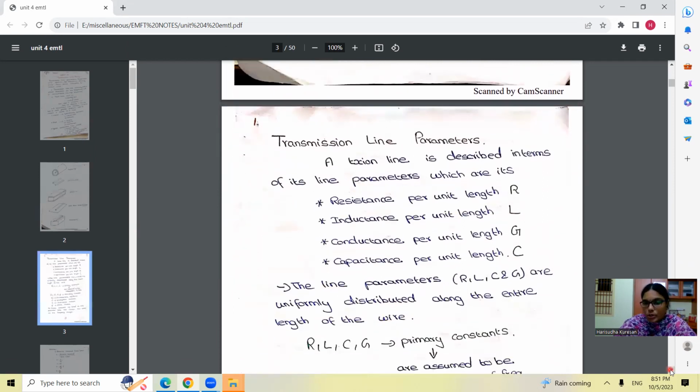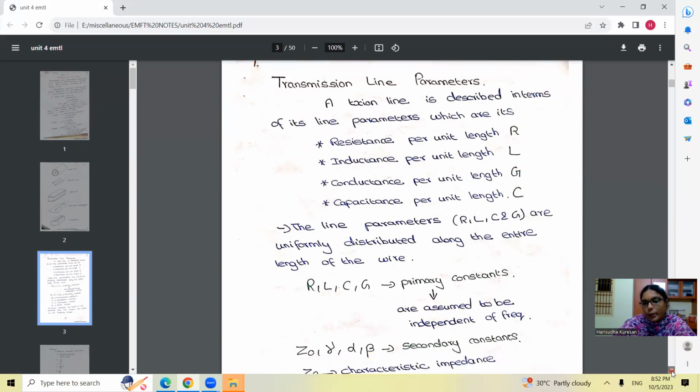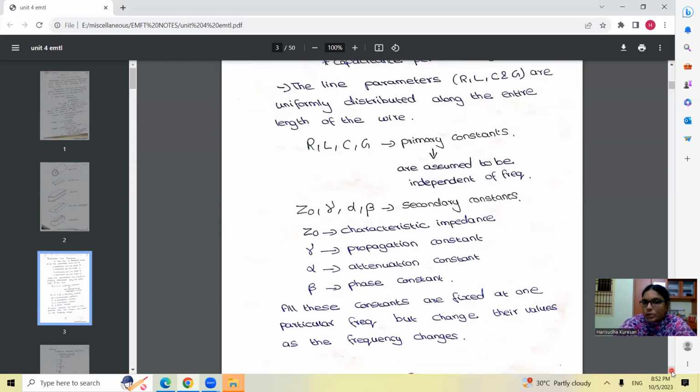Now we are going to see the transmission line parameters. A transmission line is described in terms of its line parameters, which are R, L, G, and C. R is the resistance per unit length, L is the inductance per unit length, G is the conductance per unit length, and C is the capacitance per unit length. All these parameters are uniformly distributed along the length of the wire. R, L, G, and C are called the primary constants because they are assumed to be independent of frequency. We also have the secondary constants.